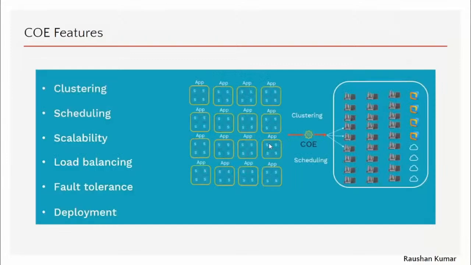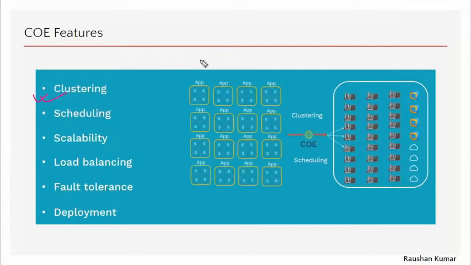If I talk about the COE features, look at these features which make the Kubernetes engine highly reliable in production systems, and why companies prefer to deploy a Kubernetes cluster to manage their applications to achieve high availability and high fault tolerance. That is one of the reasons, because of these COE features. Clustering.